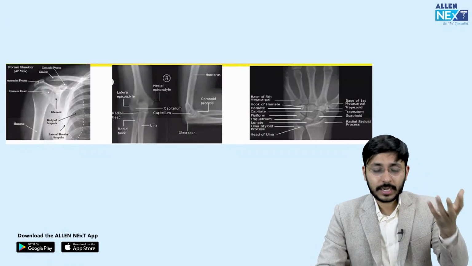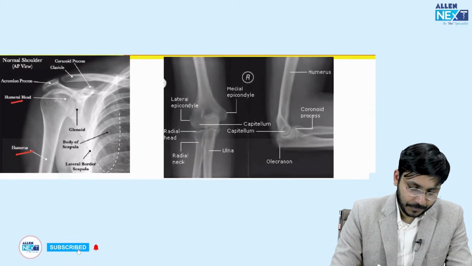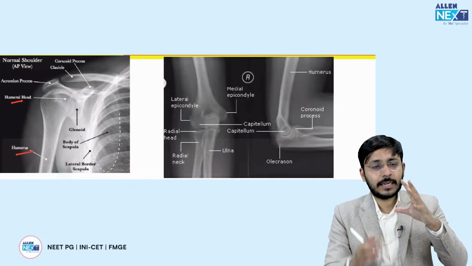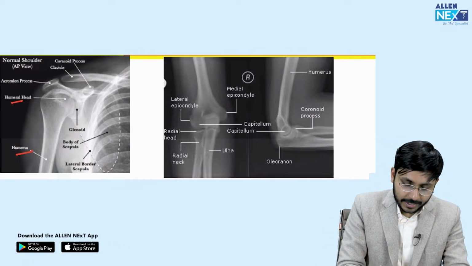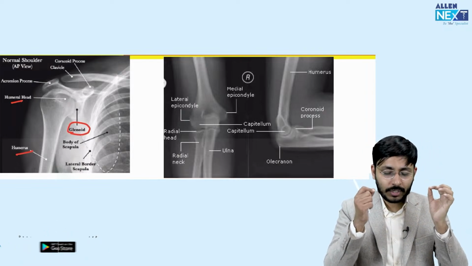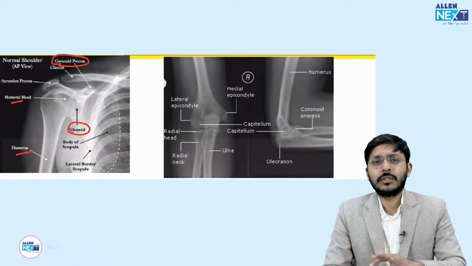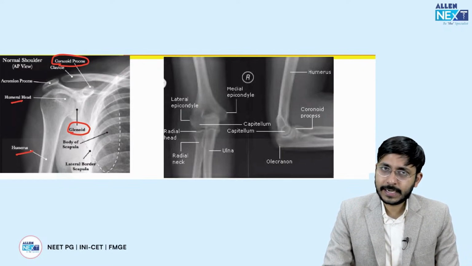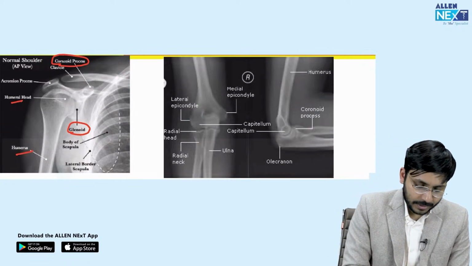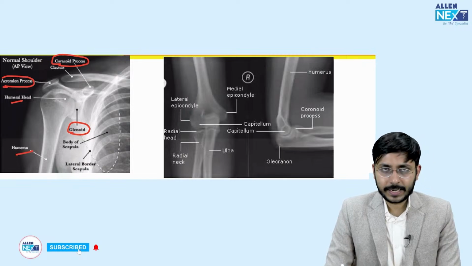Similarly, on a shoulder radiograph, what are the structures that are marked? So this is the humerus, the humeral head, and the humeral head articulates with the scapula. The part of the scapula that articulates with the humeral head is the glenoid cavity. Apart from that, the scapula has two other important processes. One is the coracoid process, in which the short head of biceps brachii attaches and the coracobrachialis attaches. And then there is the acromion process. This is how an acromion process is located.